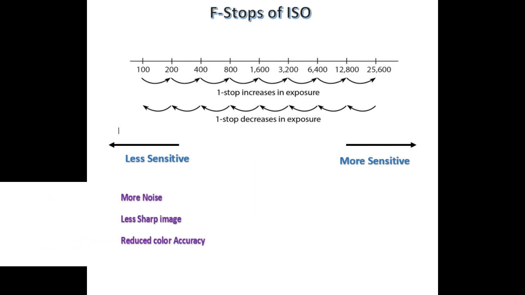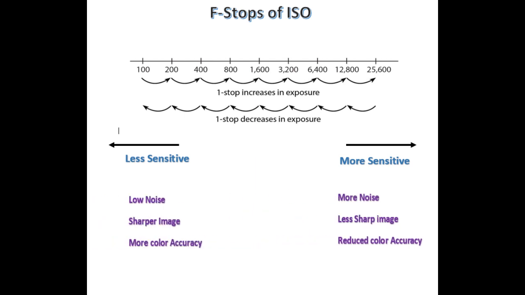Images at high ISO tend to be more grainy, less sharp, and have reduced color accuracy than the low ISO ones. It's always recommended to keep low ISO values whenever possible for better image quality. Let me explain with an example. These are five images of the same subject at different ISO values. The leftmost one was taken at ISO 200 and the next one was at ISO 640.